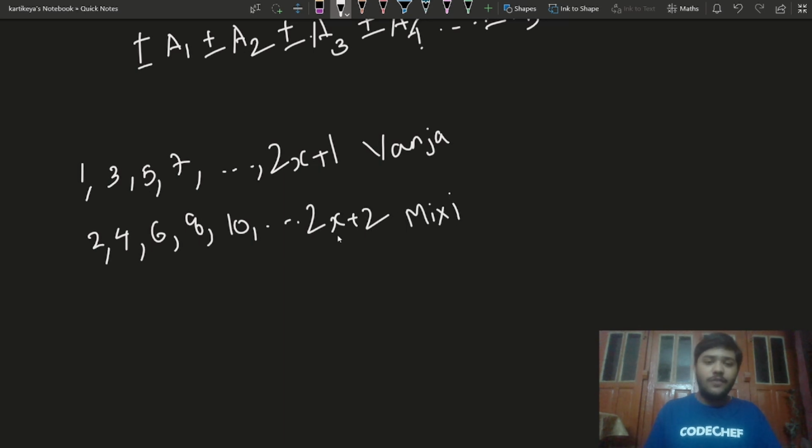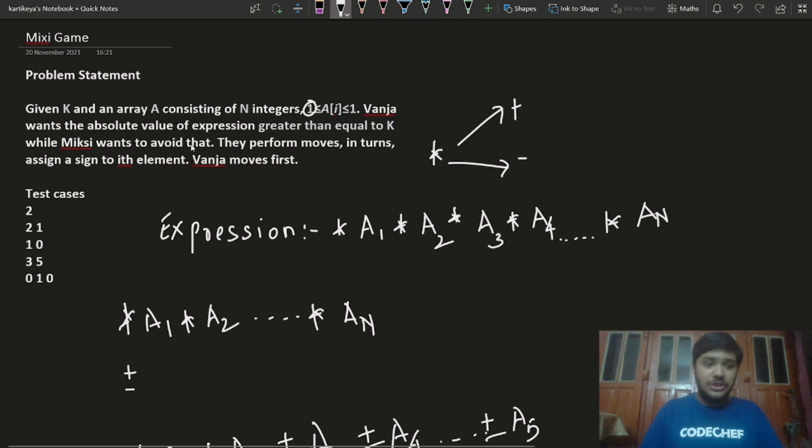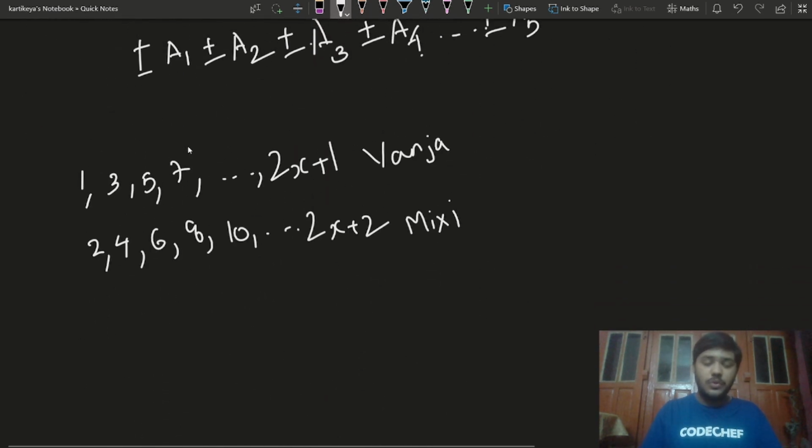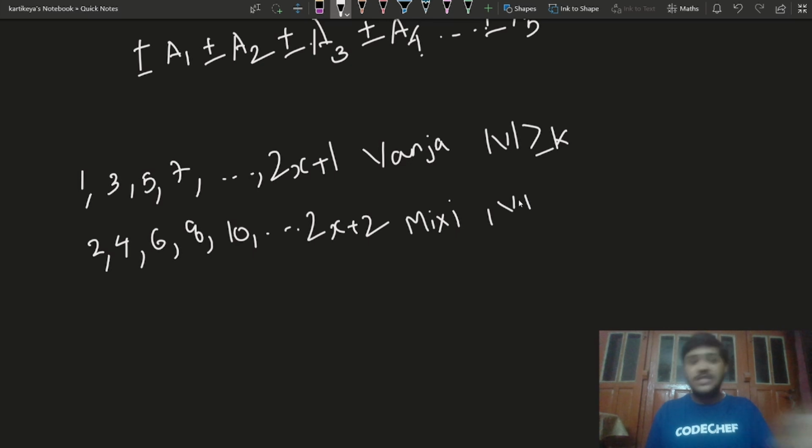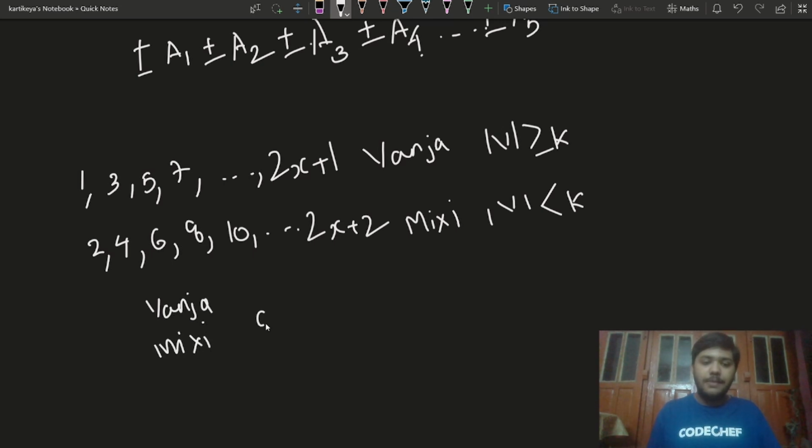And Vanja wants the absolute value of the expression to be greater than or equal to k. And Mixi wants the absolute value of the expression, basically the sum of all the elements, plus a1 minus a2 plus a3 minus a4 or something like that, to be less than k. This is what they want. Now we have to tell who wins the game, either Vanja or Mixi, if both of them play optimally. So this is a game theory problem. Vanja wins the game if mod of v is greater than or equal to k, and Mixi wins the game if mod of v is less than k.